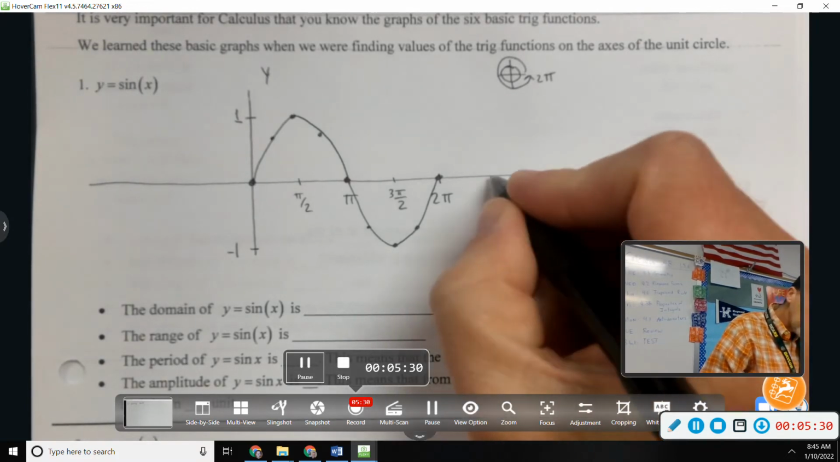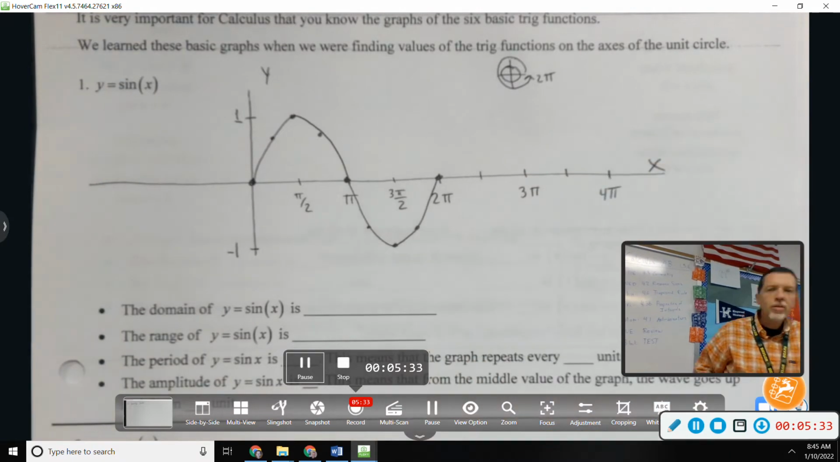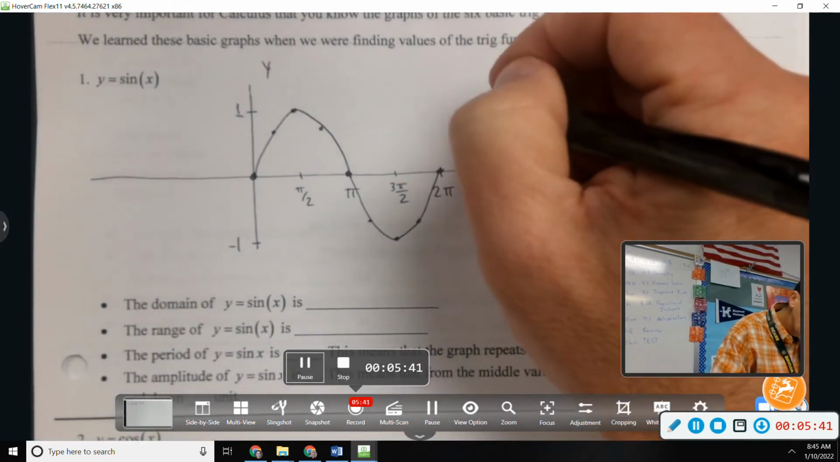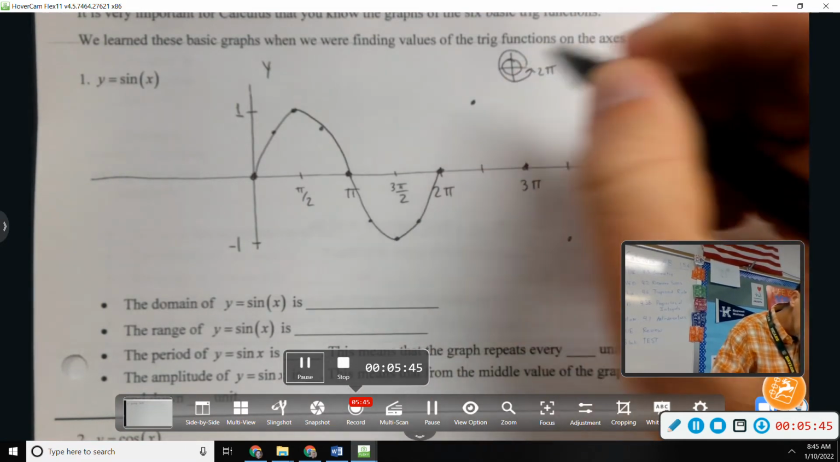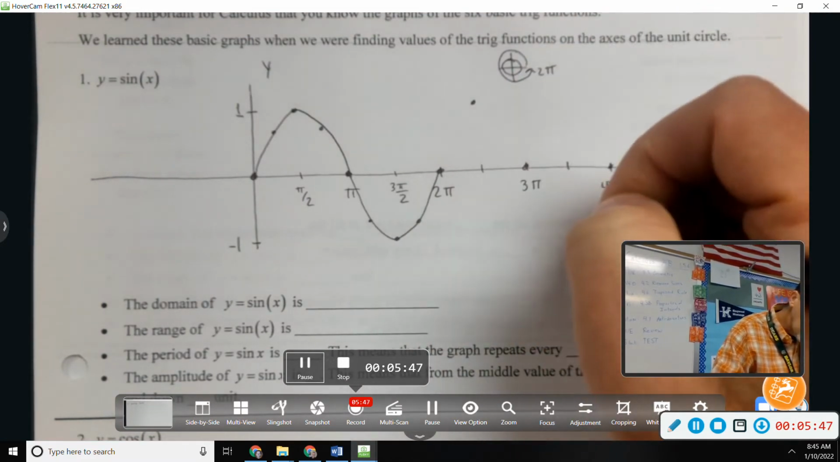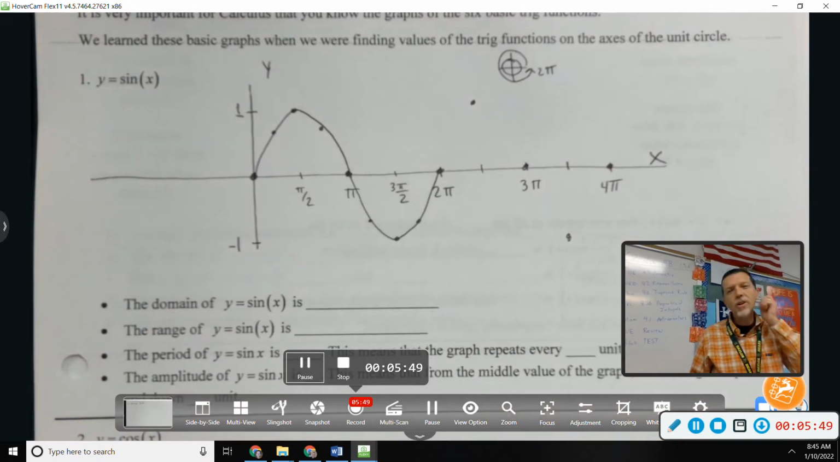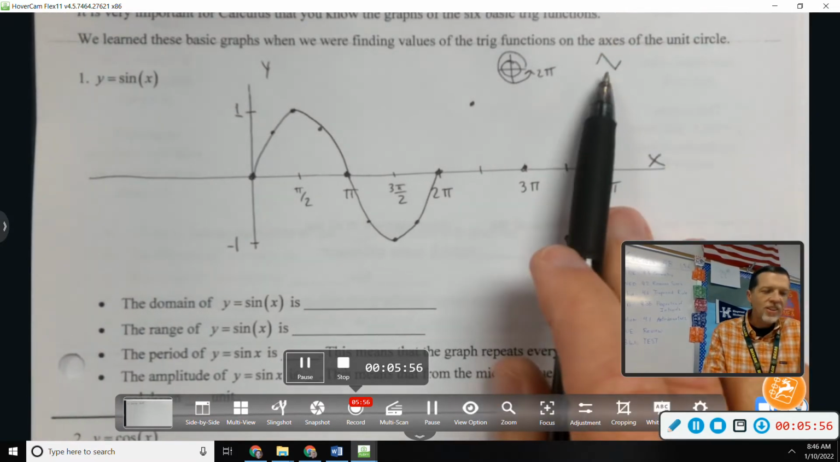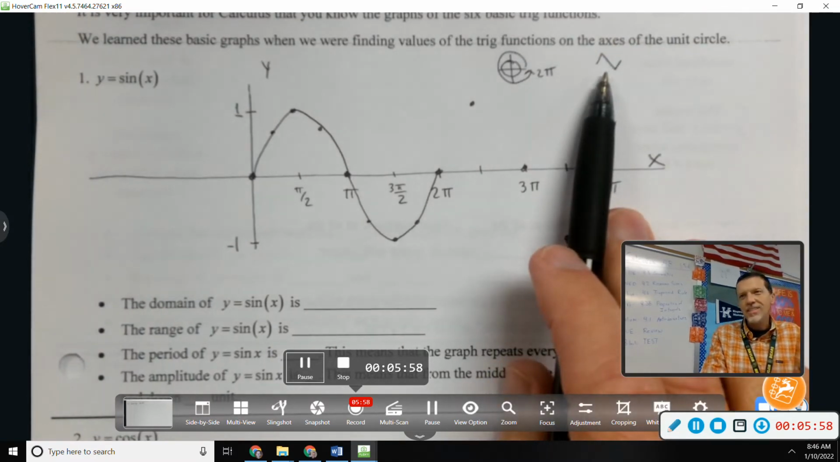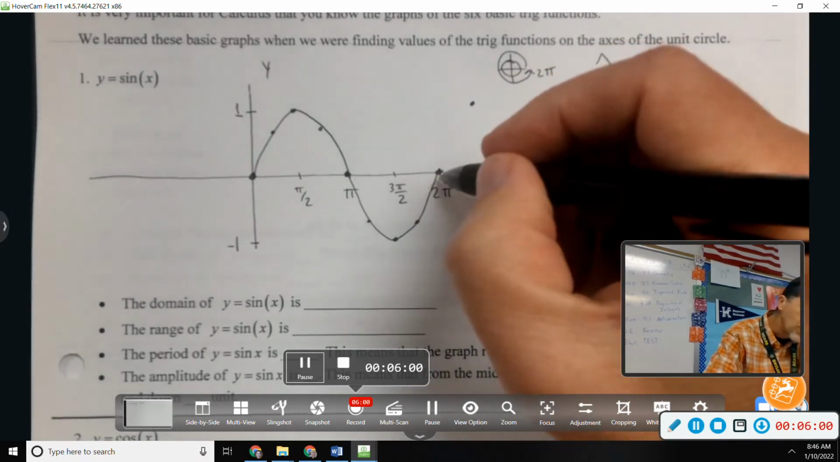And then 3 pi, and I'm going to label even less of this one. But I'm going to follow the same pattern. 0s, 1s, and negative 1s are the only key points we need. Now, the danger is if you only graph the 0s, 1s, and negative 1s, you might be tempted to think a sine graph looks like that. But it doesn't look like that because there's more pieces to it.